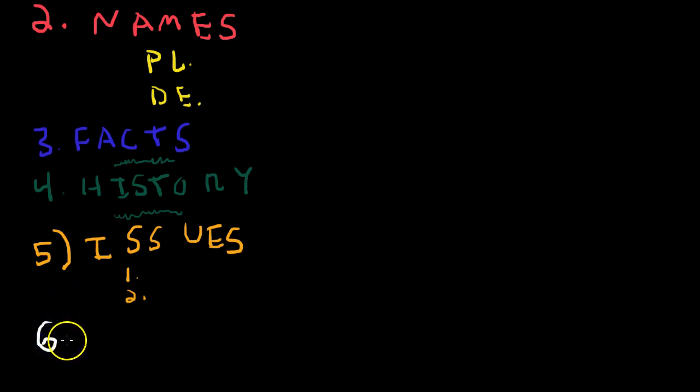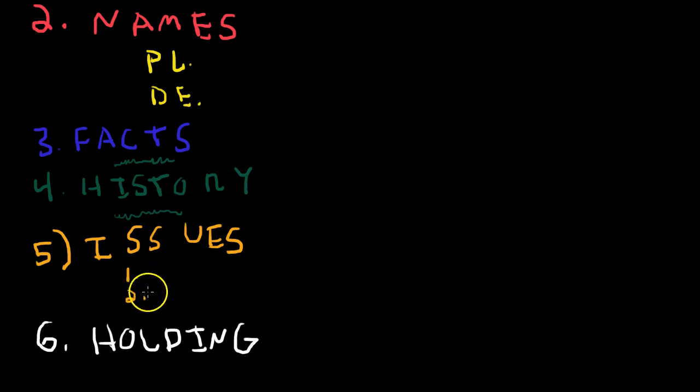Okay, 6. I don't know why I put that little parenthesis thing. 6 is going to be your holding. Now, this is how the court decides an issue. So try to find out how the court decided on each one of these issues. So if you have 2 issues, you need to have 2 different holdings.